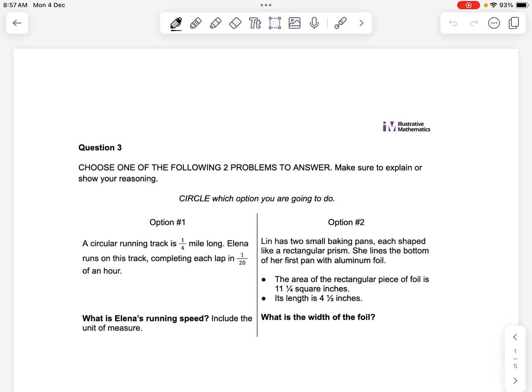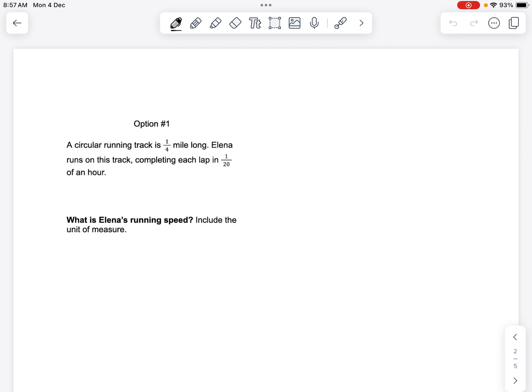It's good to know how to do each one because when you do your reassessment, it'll be kind of the same. You'll have a choice of two different problems, and it's just good if you know how to do both of them. So I'm going to start with question number one, or option number one, the circular track problem.